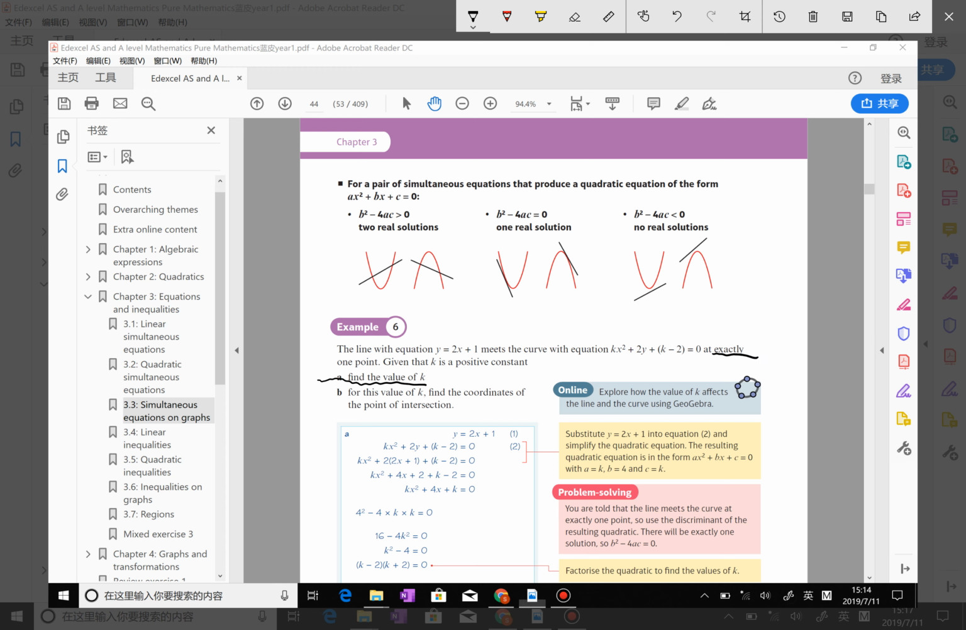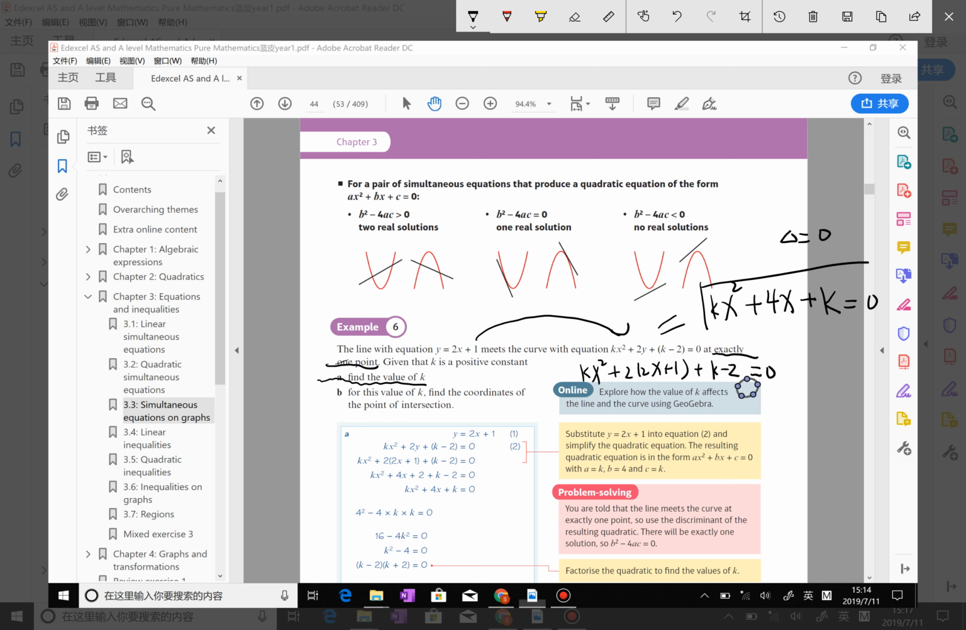It tells us exactly one point, so we know delta equals 0. Then we can substitute y into the equation. Then we're going to have kx squared plus 2 times (2x plus 1) plus k minus 2 equals 0. And then we have kx squared plus 4x plus k equals 0. There is only one point, so we have delta equals 0. What's delta? Delta is 4 squared, 16, minus 4 times k times k equals 0.